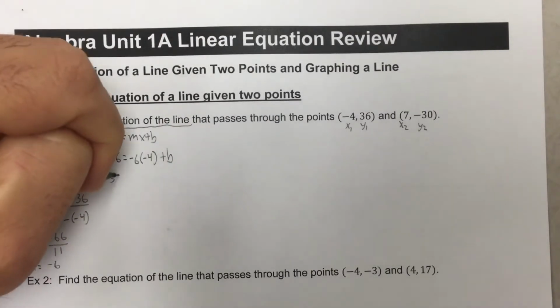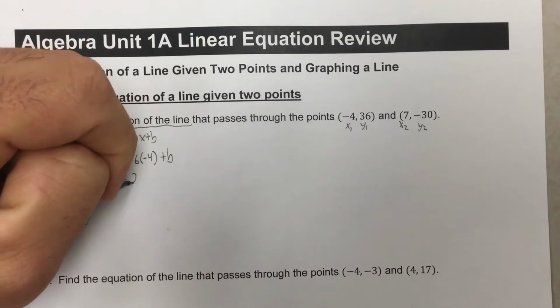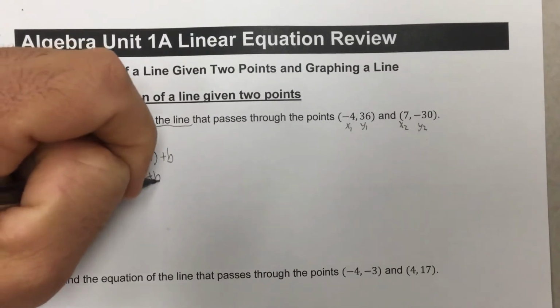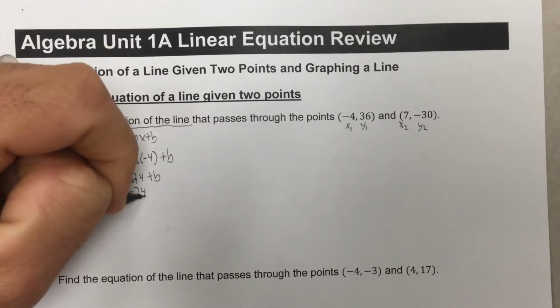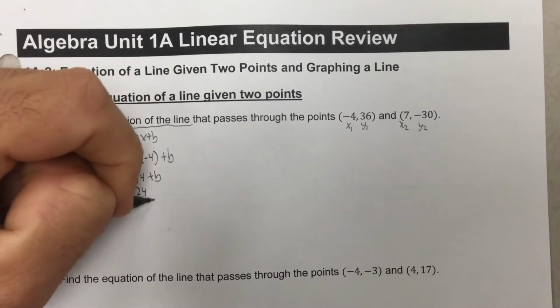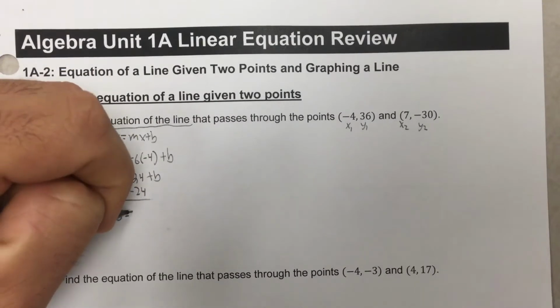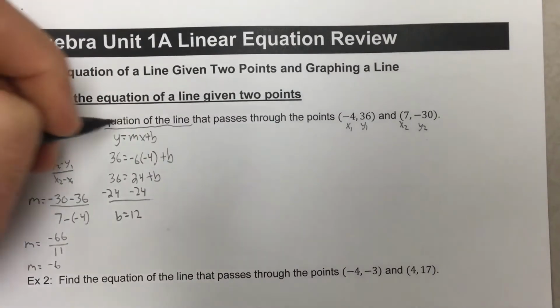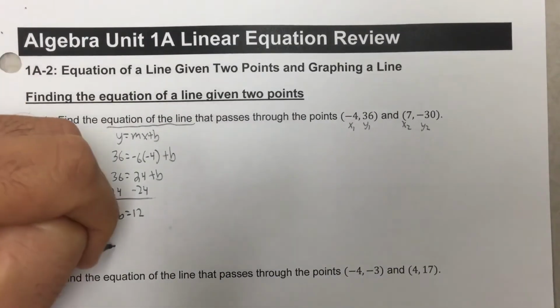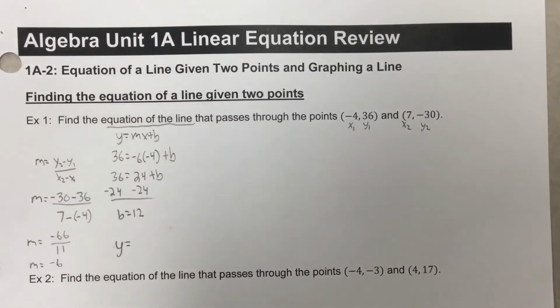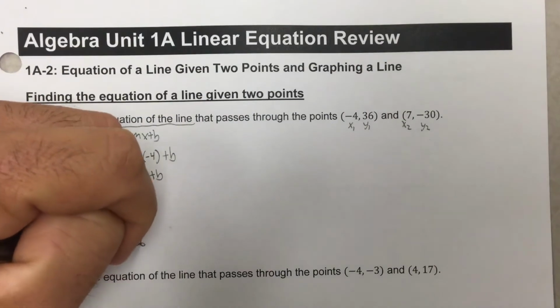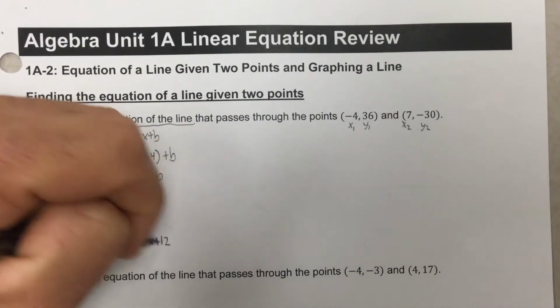So I would have 36 equals, multiply those two together, get positive 24, and then I get my b by itself by subtracting 24, and get b equals 12. Remember, it does say find the equation of a line. You're not done until you write the equation of a line, so it ends up being y equals negative 6x plus 12.